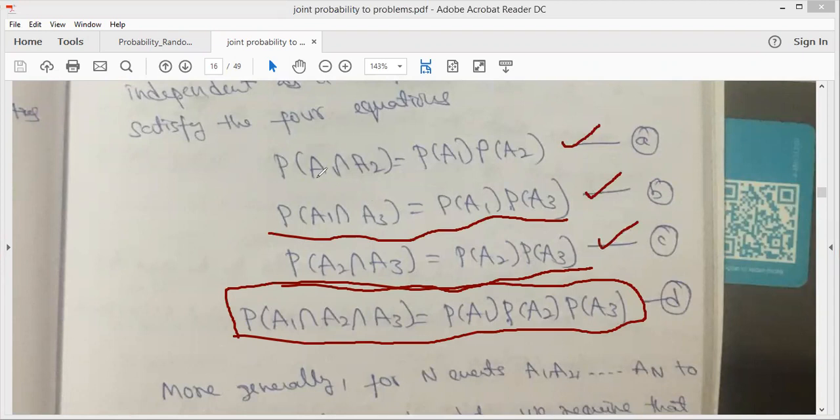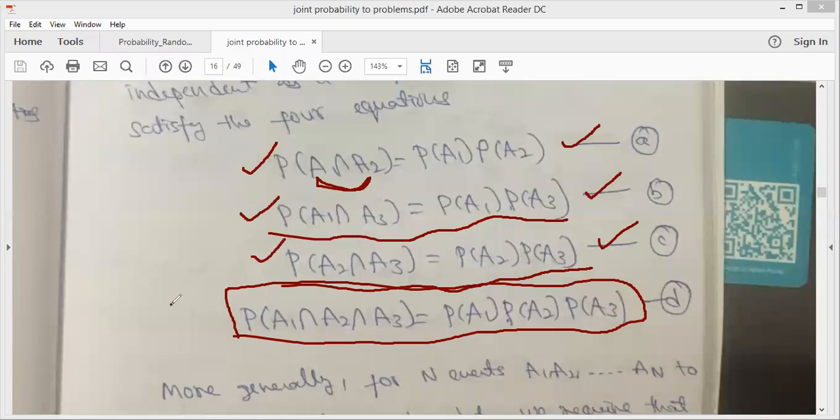Whenever you are taking pairs, they should not be repeated. That is, probability of A1 intersection A2 is equal to probability of A2 intersection A1, so you need not check probability of A2 intersection A1; only this checking is sufficient. Whenever you are taking two events, the independence of those events should be checked only once. You need not repeat more than once. So these three equations check the independence by pairs.